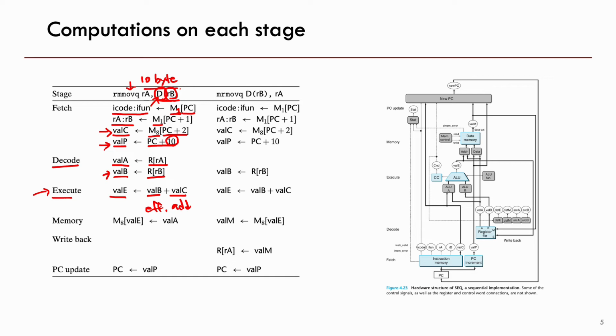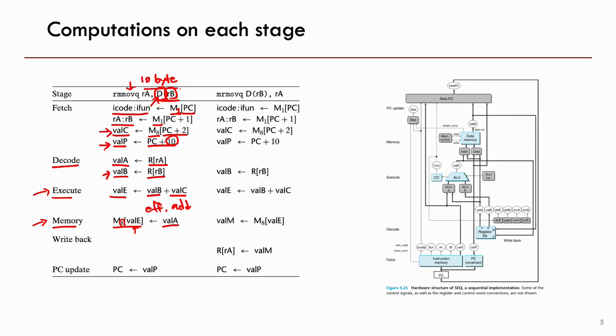Then let's move to the next stage, the memory stage. We are going to write the value of RA, which is stored in val_A, to the memory. The start address is val_E, the effective address. We already calculated the effective address in val_E. Then how many bytes are we going to write? 8 bytes, because the size of a register is 8 bytes. Okay, we are done for memory.